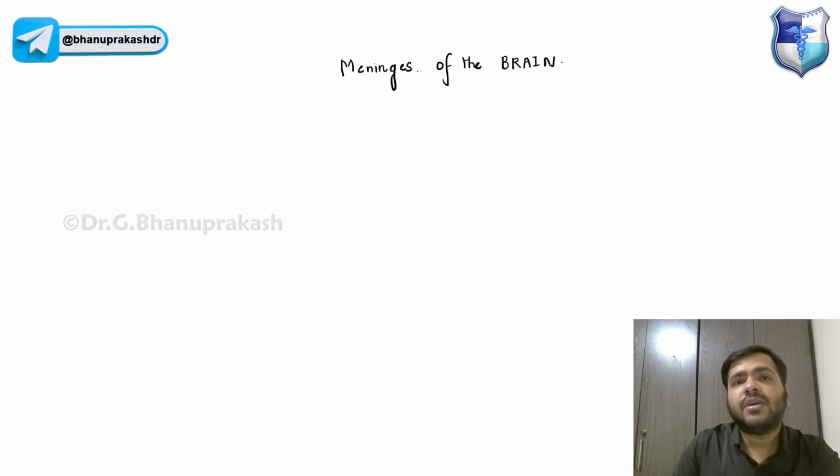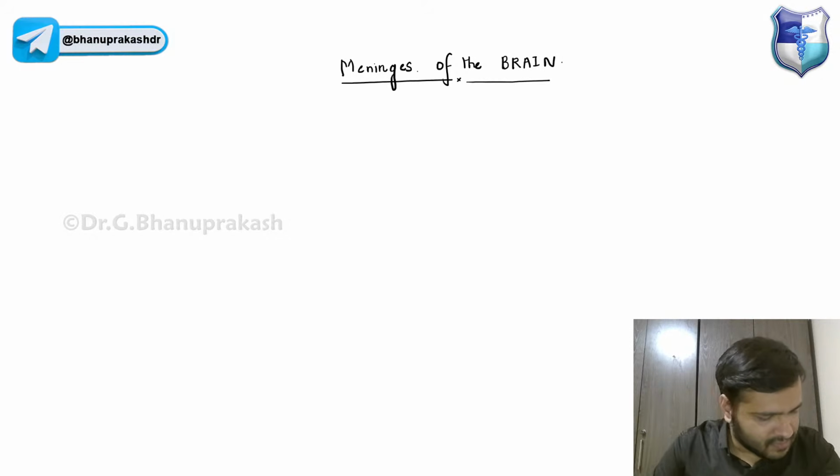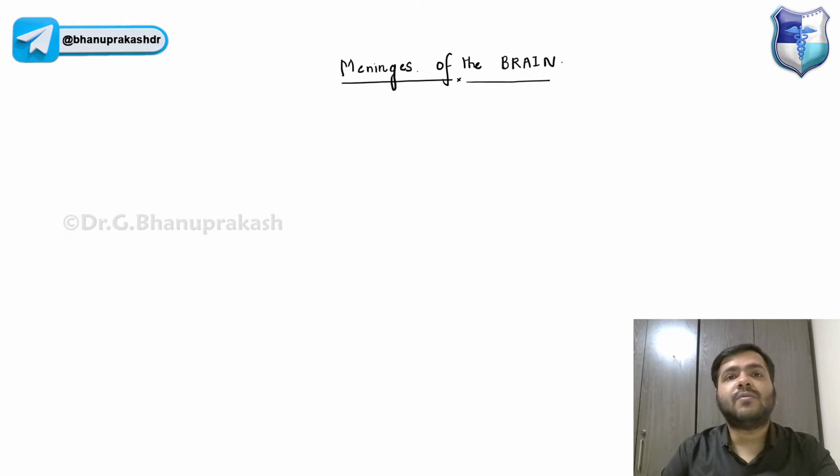Now, guys, you already know from the basics that the brain is surrounded by three membranes. The brain is basically surrounded by three membranes from inside to outside.